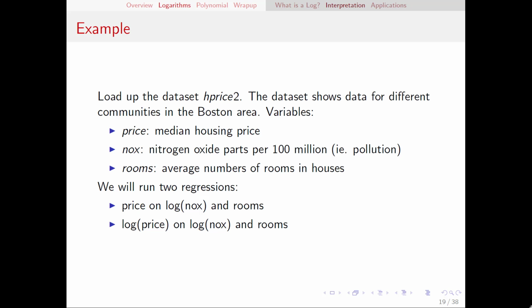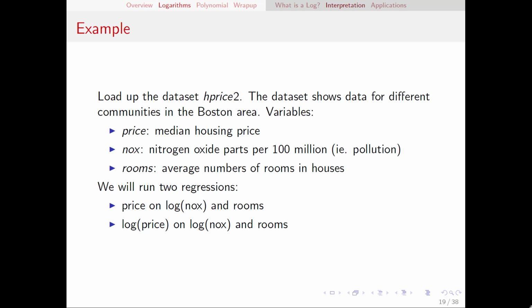Hello everyone. In this video, I'm going to go over some examples and applications of natural logs in regressions. We're going to start out with the dataset hprice2. This dataset shows housing data for many different communities in the Boston area.